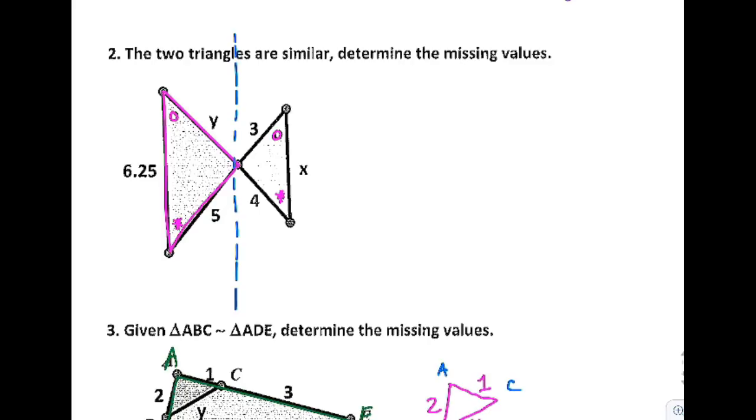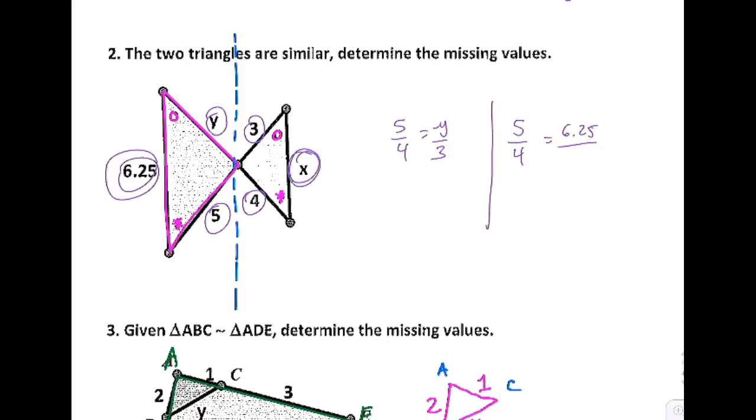So the 5 is going to go with the 4, and the y is going to go with the 3. It's easier to see when it's a reflection. Another equation, I can reuse the 5 and the 4, because those are both numbers, and then I can say 6.25 matches up with x. And I can solve both of those equations.